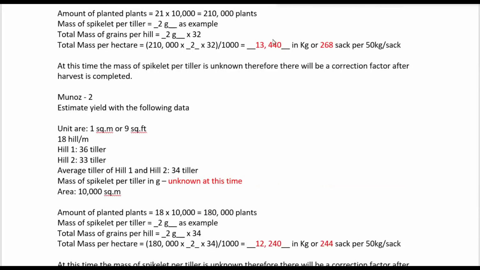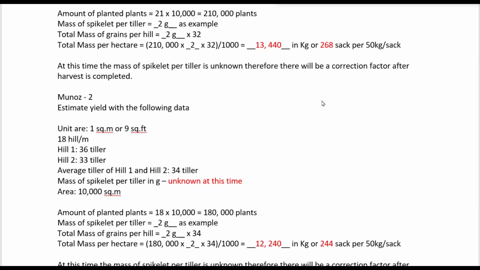Now I can average out these two numbers to get an average number. At this point it's irrelevant. I mean, they're just guesstimates or estimates. The thing is, they are over 200,000. They are over 200 sacks per hectare.